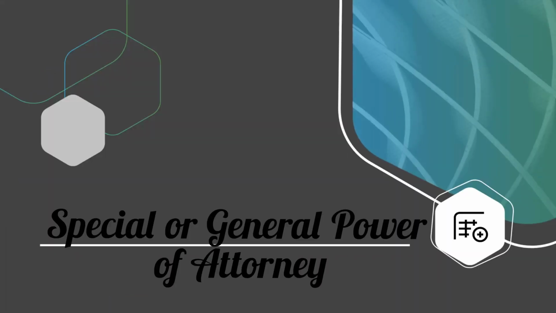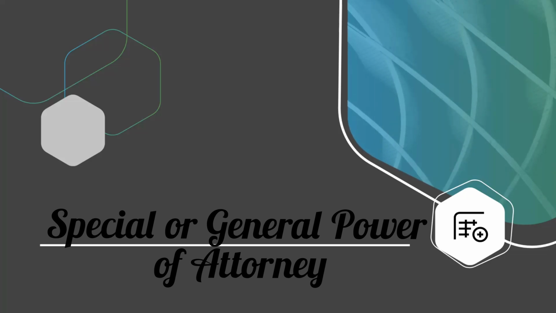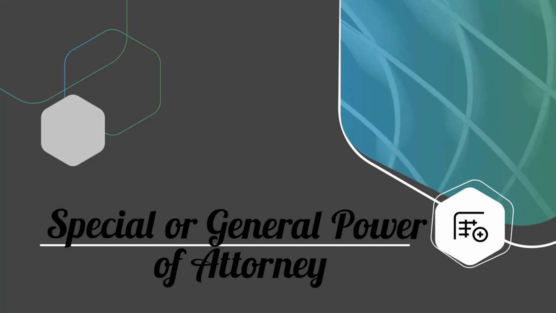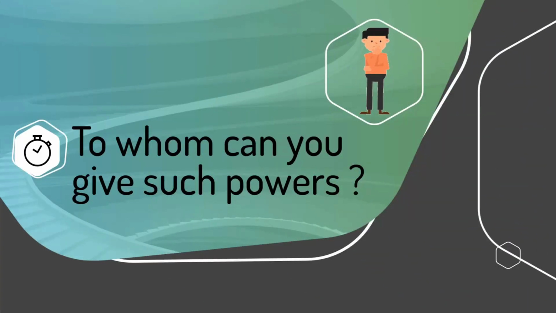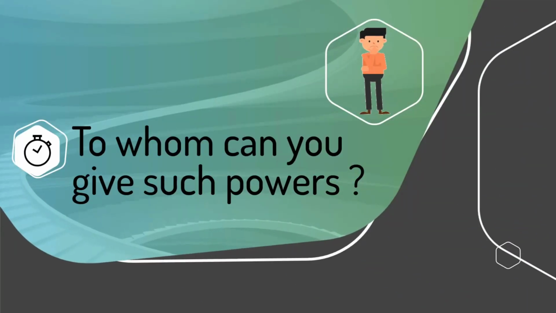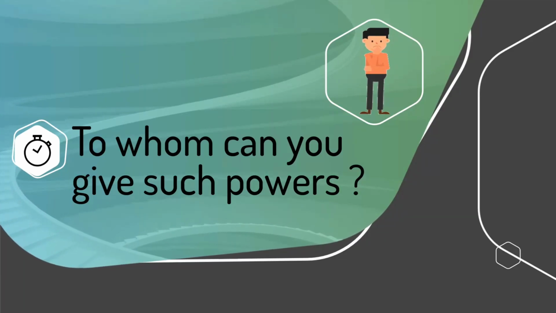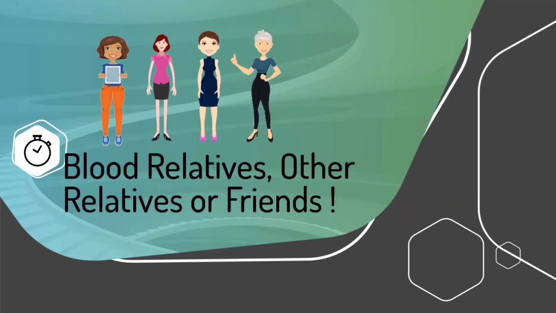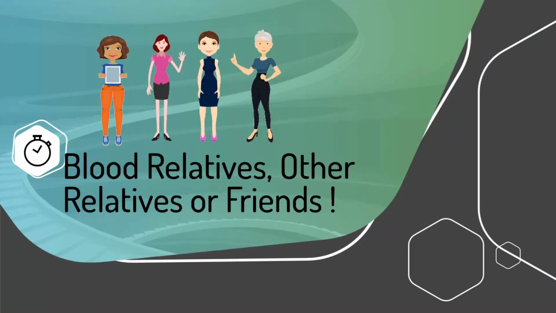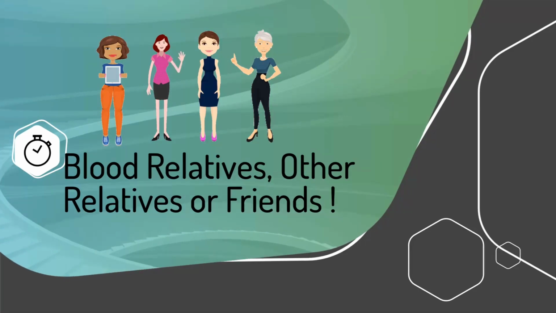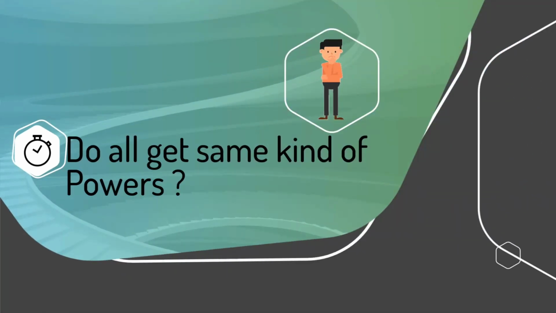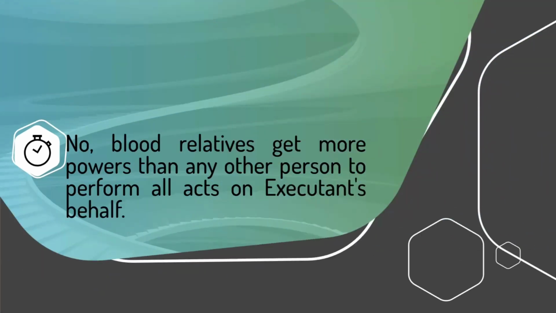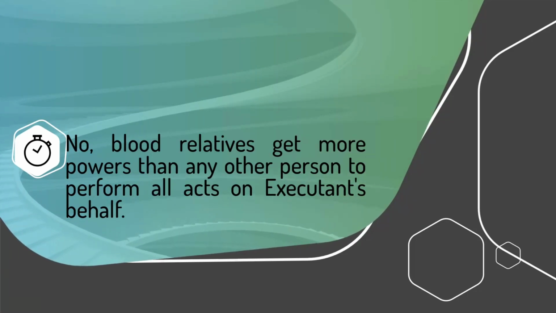So if you are executing a special power of attorney or a general power of attorney, you have to be very careful while executing the same. The most important question: to whom can you give such powers? Anyone whom you trust. You can give such powers to your blood relatives, your other relatives or friends. Do all get same kind of powers? Of course not. Only the blood relatives get more powers than any other person to perform all such business on the executant's behalf.